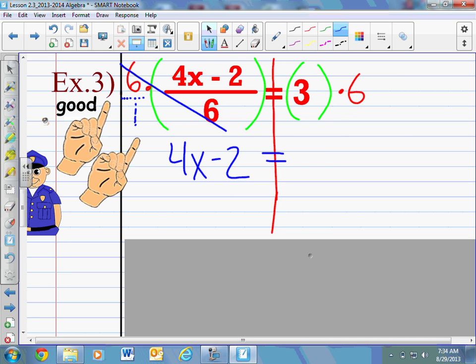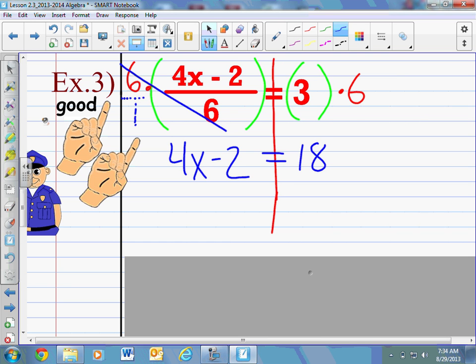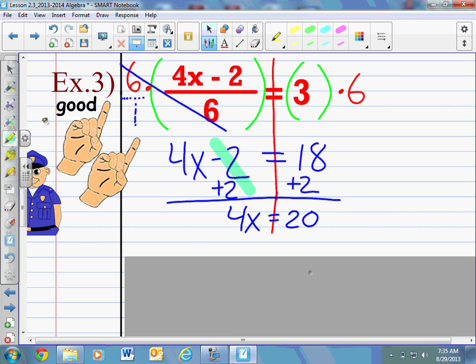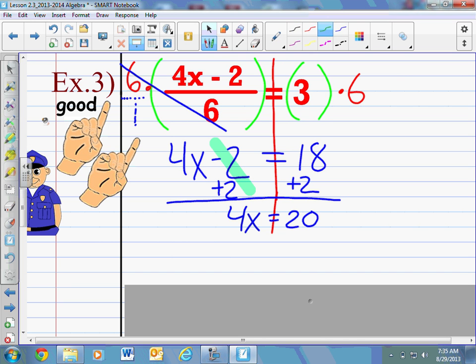What's over here? 18. And now this looks super easy to solve. You guys, all you have to do right now is solve it like a 2-step equation. Get rid of the single number, the lonely brother I call it. 4x equals 20, because these 2's cancel. Now I got to divide by 4. Divide by 4. X equals 5.